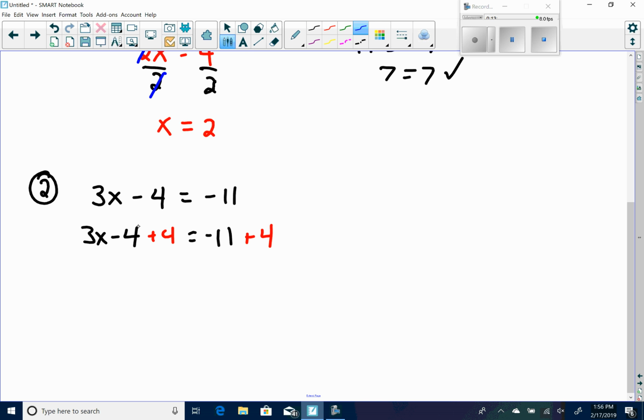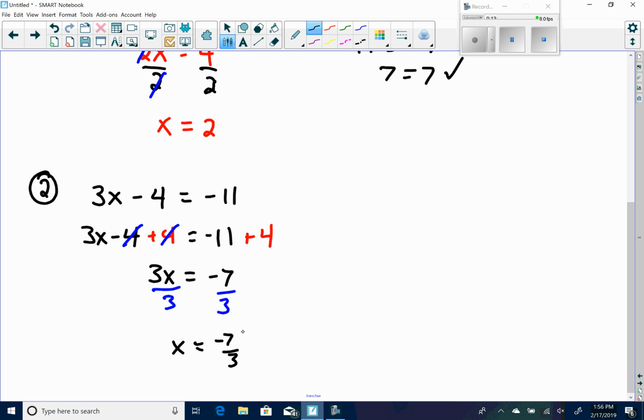So again, negative 4 plus 4 will cancel out. That will give me 0. 3x is going to equal, if I have $11 that I owe and I have 4, negative 11 plus 4 will give me a negative 7. Then I wish to get rid of this 3, so that's 3 times x is equal to negative 7. So I wish to divide both sides by 3. So in this case, 7 doesn't divide by 3 nicely, but that's okay. I'm left with negative 7/3.